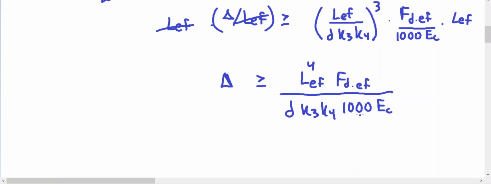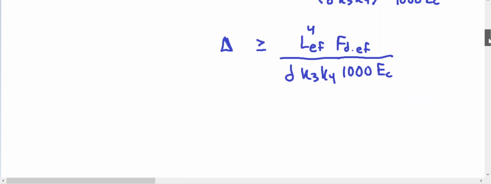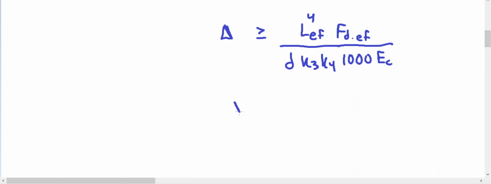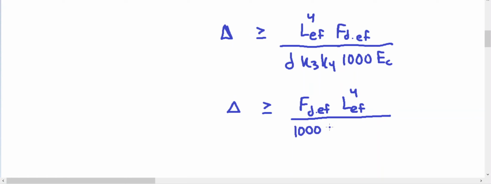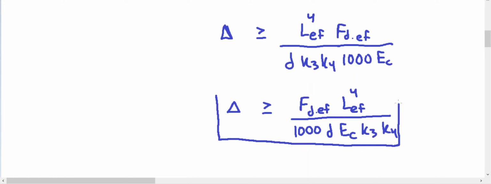Conventionally, it's usually good to bring constants out front and to order things alphabetically. So at this point, we do have a correct answer, but by convention, we'll express it in the following way. So alphabetically up top, we have F comes before L. And that's raised to the 4 over D 1000 E K K. 1000 is the coefficient times D, and then E is next, and then the K values. And so altogether, we have this expression for solving for delta in this inequality.